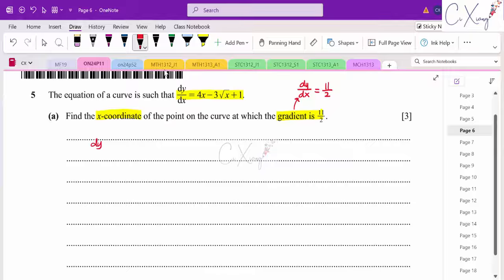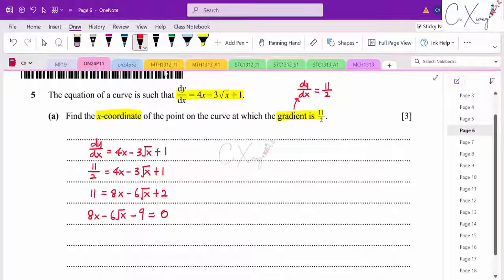So first of all, I know that my dy dx is given 4x minus 3 square root x plus 1. So I let dy dx equals to 11 over 2. Now try to solve this equation. Before I solve it, I want to get rid of the 2 as a denominator. So I multiply the whole equation by 2. So I'm having 11 here. 4 times 2, I get 8. 3 times 2, I get 6. And then 1 times 2, I get a 2. Then I rearrange everything to one side. So 2 minus 11, I got negative 9.